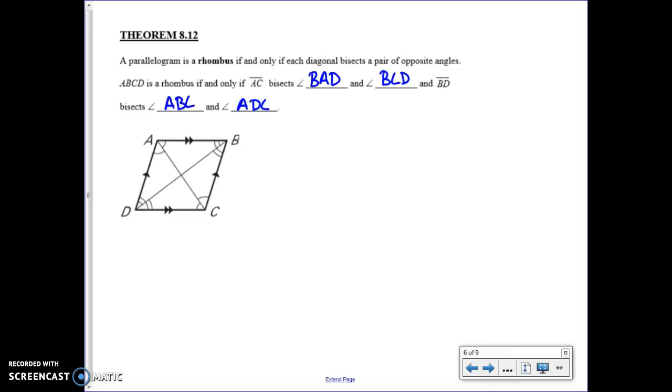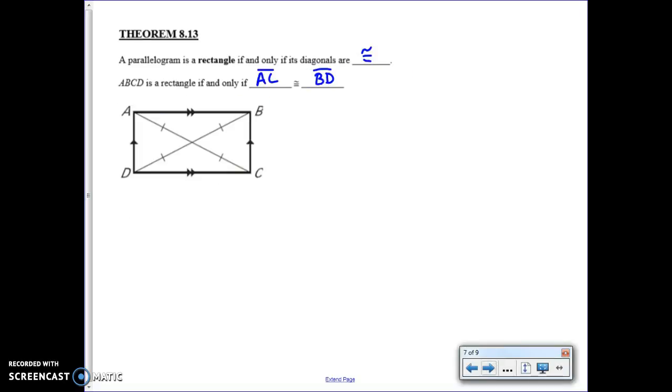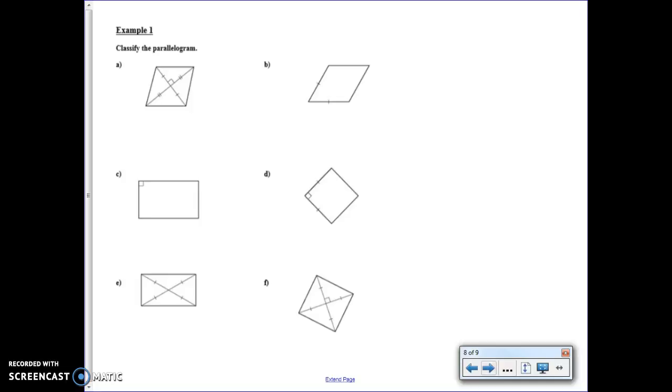Okay, now that we have all three of our new theorems, let's do some classifying. Looking at this parallelogram, let's focus on the markings that we see. We see that the diagonals bisect each other. That tells us that it's a parallelogram. Then we see there's a right angle on the diagonals. So that tells us that it's a rhombus.